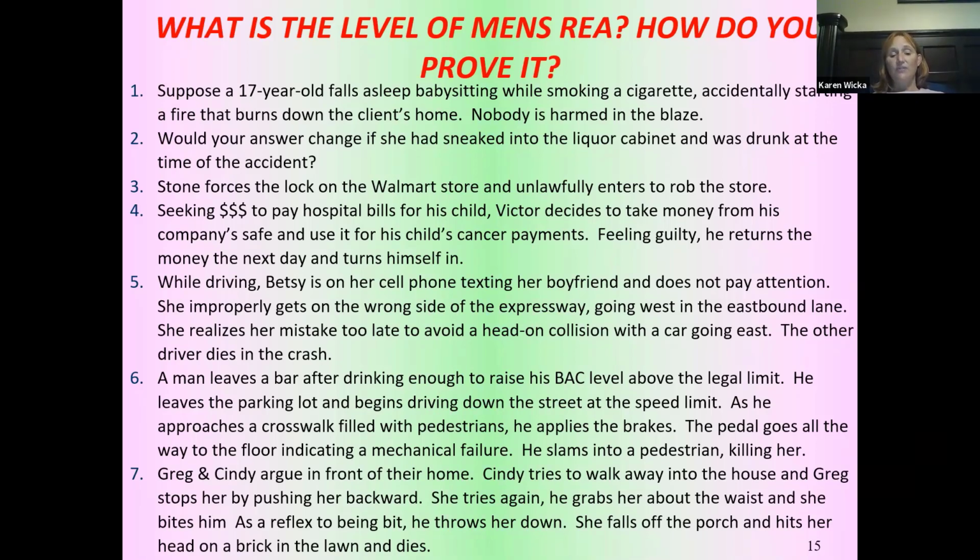Greg and Cindy argue in front of their home. Cindy tries to walk away into the house. Greg stops her by pushing her backward. She tries again. He grabs her about the waist and she bites him. As a reflex, he just pushes her down. She falls, hits her head on a brick and dies.